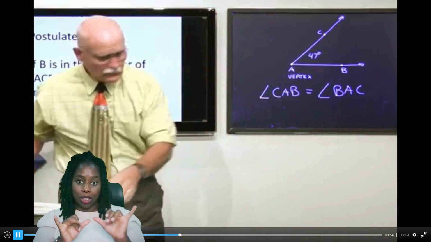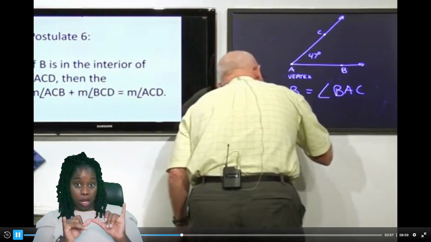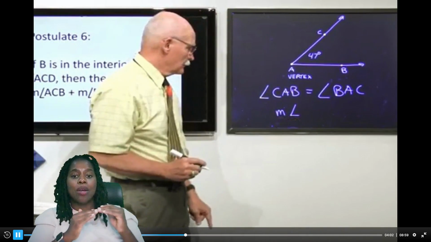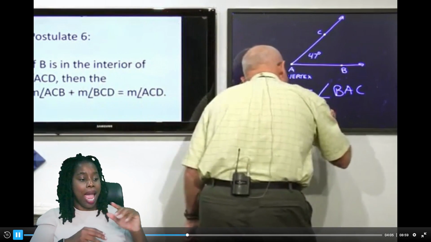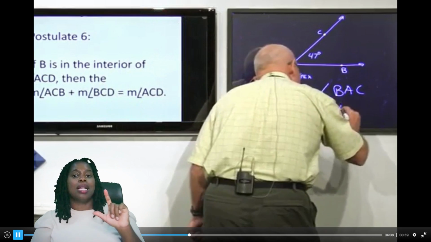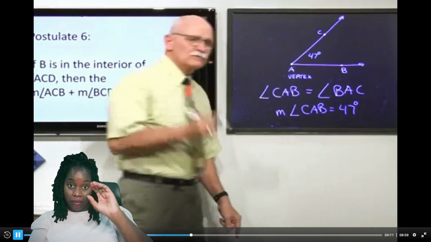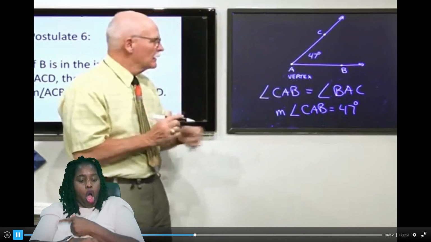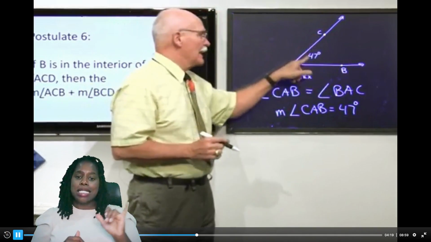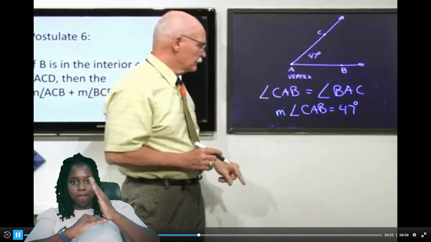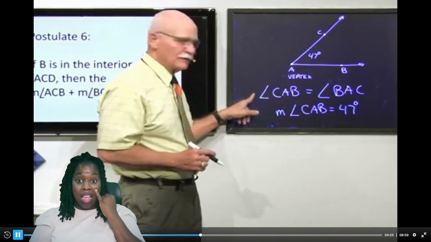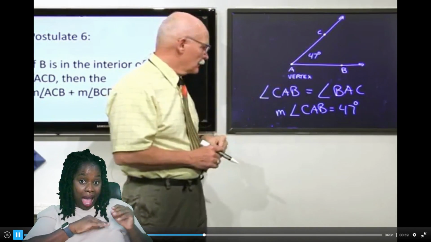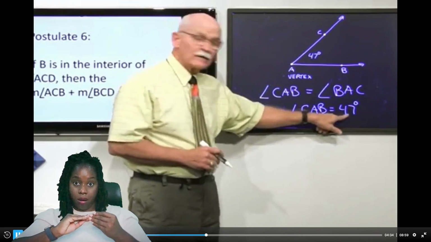So, once you measure an angle, then we have a new notation. If we put an M in front of our angle symbol, we would say the measure of angle CAB is 47 degrees. So just like with segments, there's a difference between what a segment is and how long the segment is. There's a difference between an angle and how large the angle is, its measure. Okay? If I don't put an M in front of it, I'm talking about the angle itself, the two rays that form the angle. But if I put an M in front of it, then I'm talking about the measure of the angle.